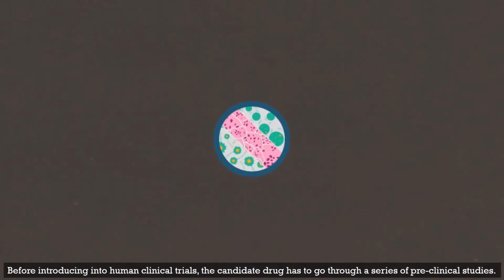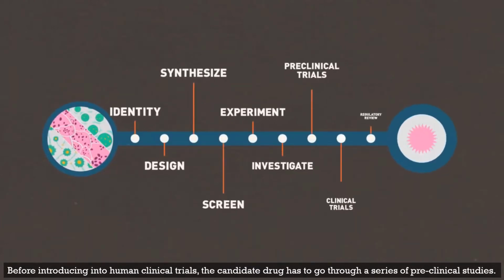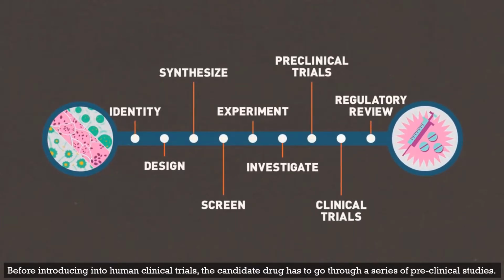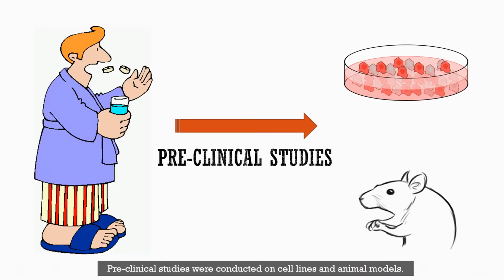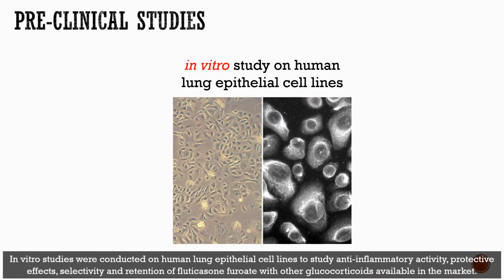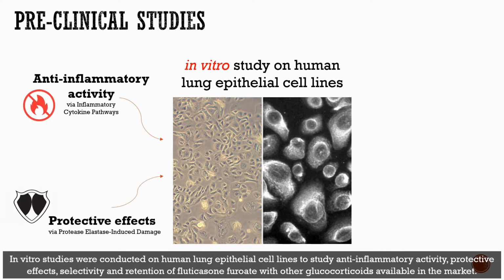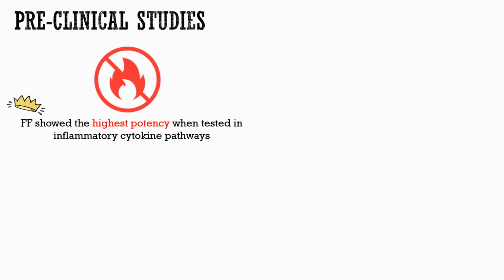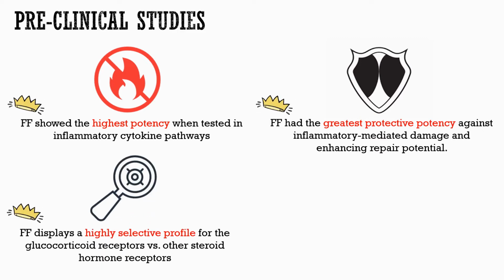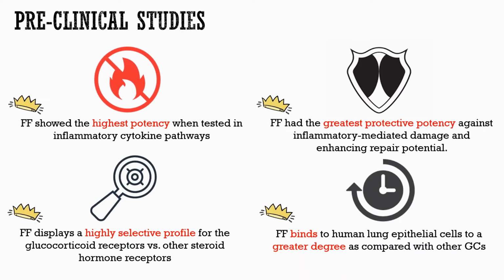Before introducing into human clinical trials, the candidate drug has to go through a series of preclinical studies. Preclinical studies were conducted on cell lines and animal models. In vitro studies were conducted on human lung epithelial cell lines to study the anti-inflammatory activity, protective effects, selectivity, and retention activity of fluticasone furoate, FF, with other glucocorticoids, GC, available in the market. The study concludes that FF shows the highest potency, greatest protective potency, is highly selective, and binds to a greater degree, as compared with other GC.